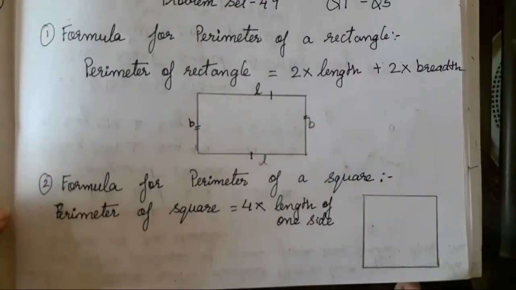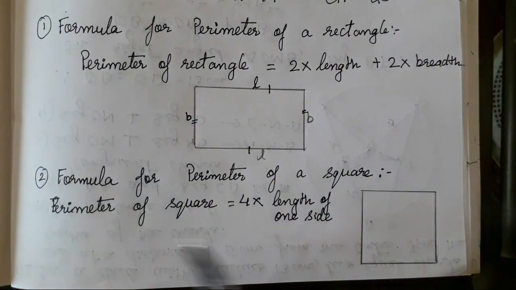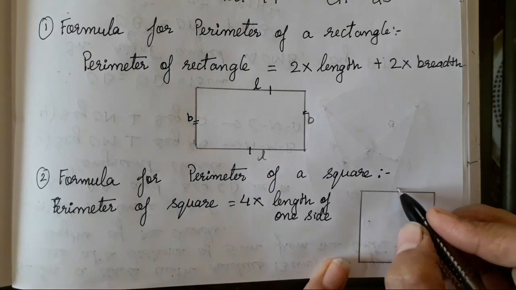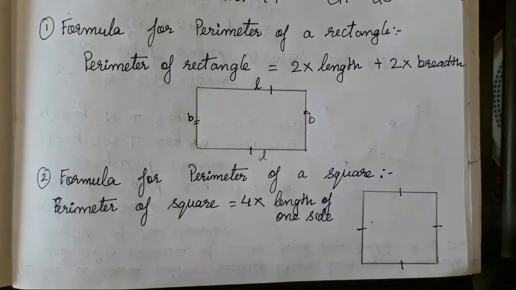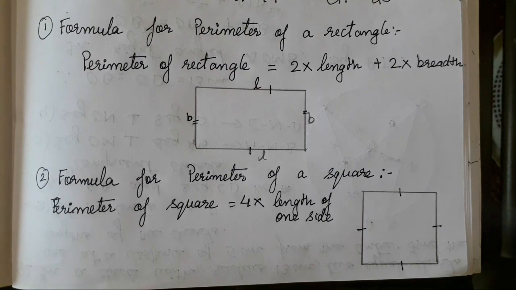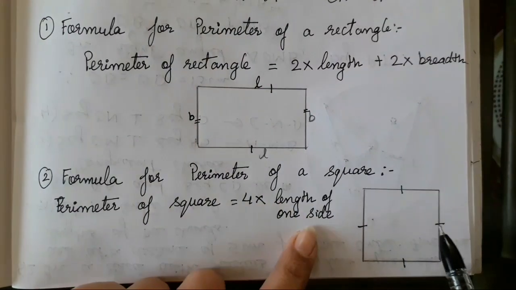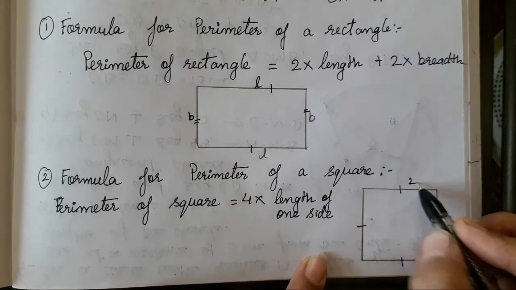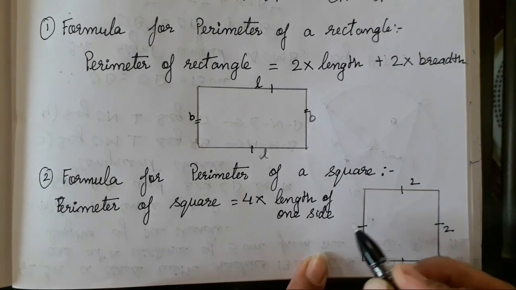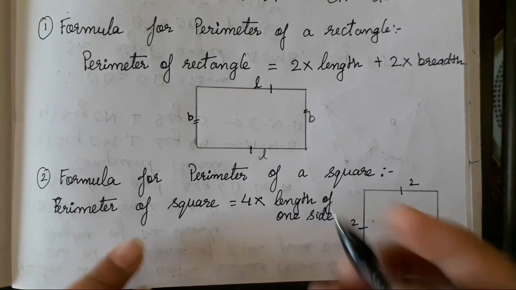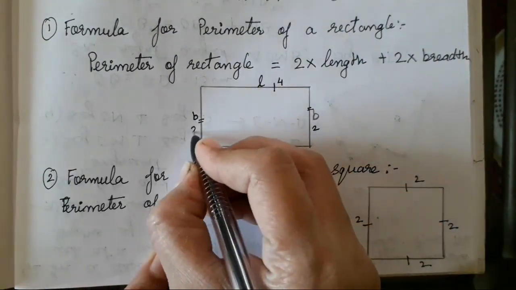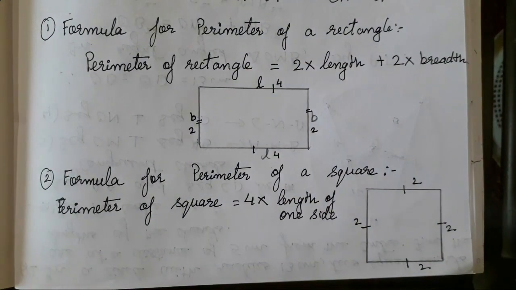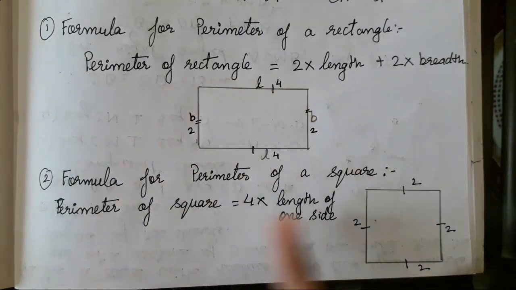Now the formula for the perimeter of a square is 4 into length of one side. Now why one side? Because the property of a square is that all four sides are equal to each other. Therefore we take 4 into length of one side. Suppose this is 2 centimeters, so this will be 2, this will be 2, this will be 2. Whereas in a rectangle, if this is 4, this will be 4. If this is 2, this is going to be 2. Got it? That is why we have to take different formulas for rectangle and square.